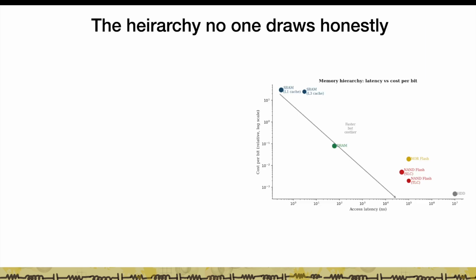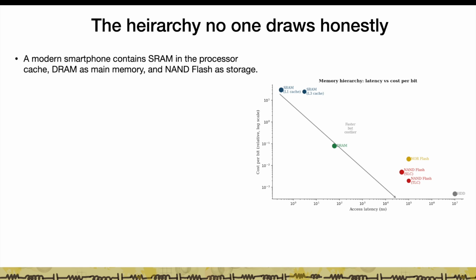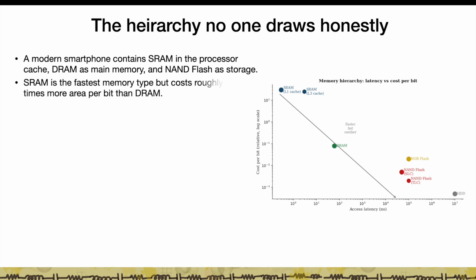Now, the memory hierarchy isn't a design choice that clever engineers could optimize away. It's a direct consequence of physics, and the physics doesn't negotiate. Fast memory requires cell structures that take up a lot of area. Dense memory requires cell structures that are slow to access. There is no technology that is simultaneously fast, dense, cheap, and non-volatile. And every level of the hierarchy exists because nothing above or below it can do its job at an acceptable cost.